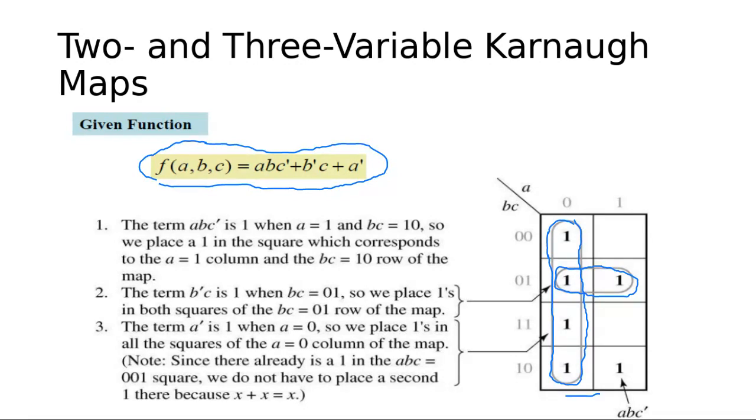Let's see why not. They say in terms A, B, not C is 1 when A is 1 and BC is 1, 0. So we place a 1 in the square which corresponds to the A1 column and the BC equals 1, 0 row of the map. Okay, it's true. You can say that this is just one value. You can say that A, B, not C. Okay, it's not wrong.